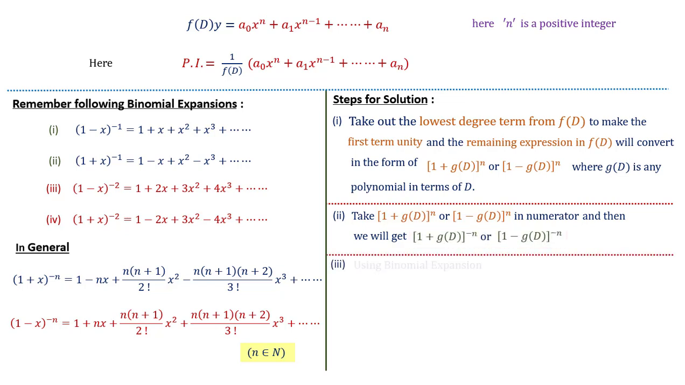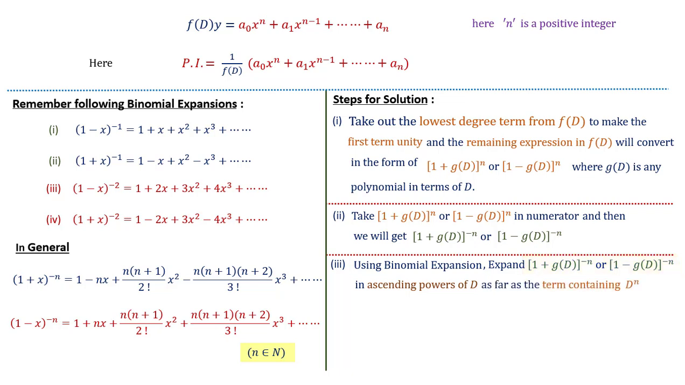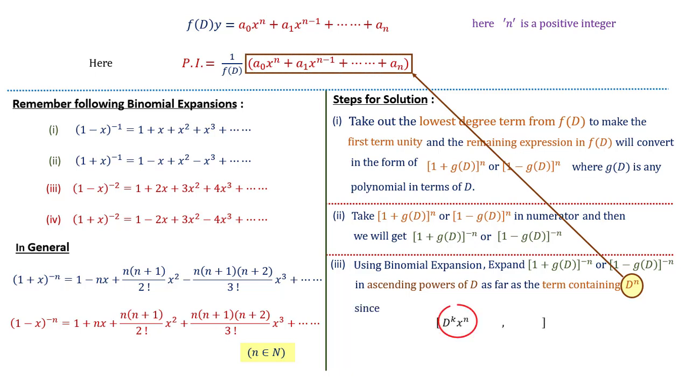Third step, using binomial expansion, expand these two in ascending powers of D as far as the term containing D power n. Here the power of D depends upon the highest power of x in the given polynomial, since all the differential coefficients of x power n of order higher than n will be 0. For example, now we will discuss some questions.